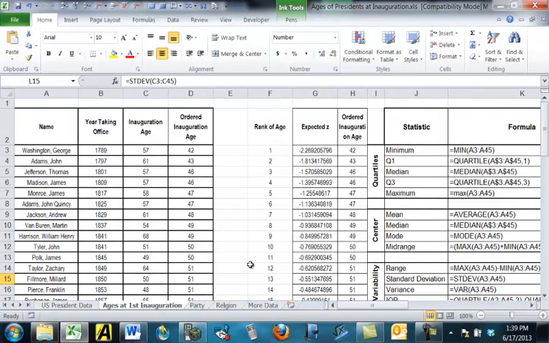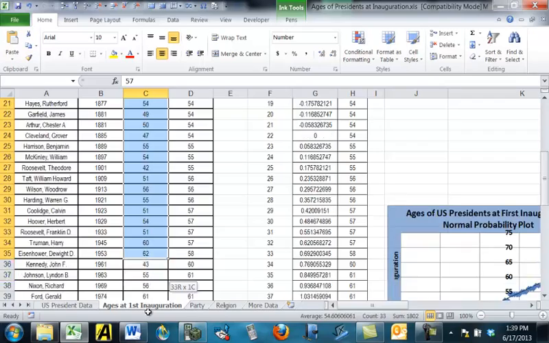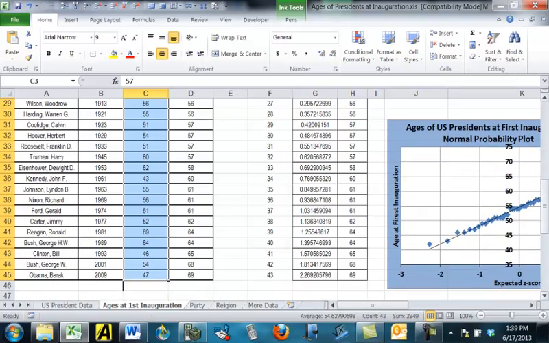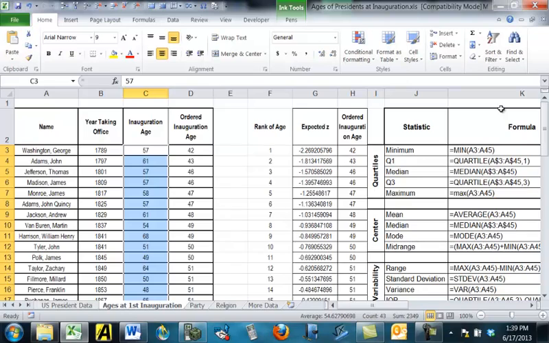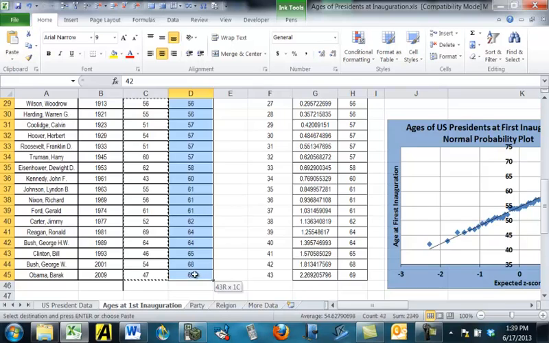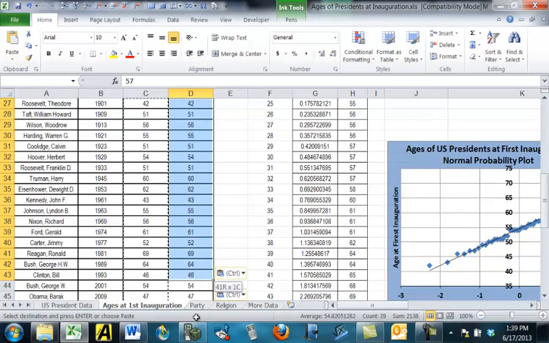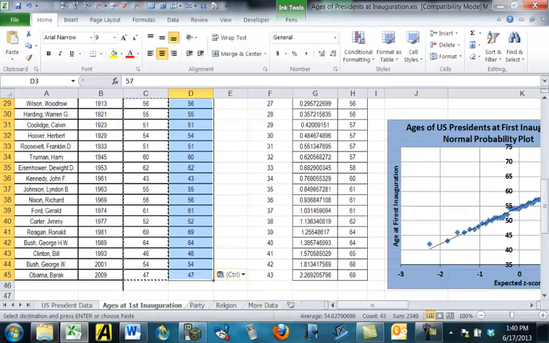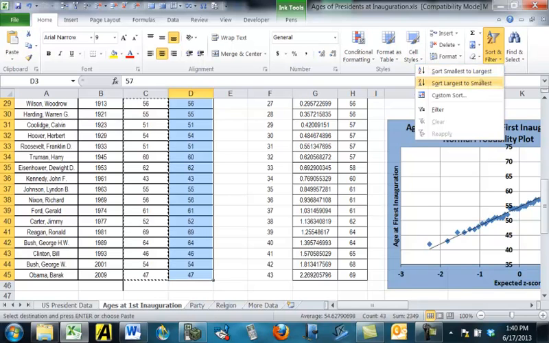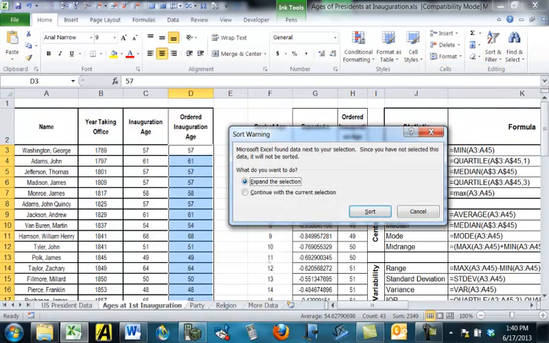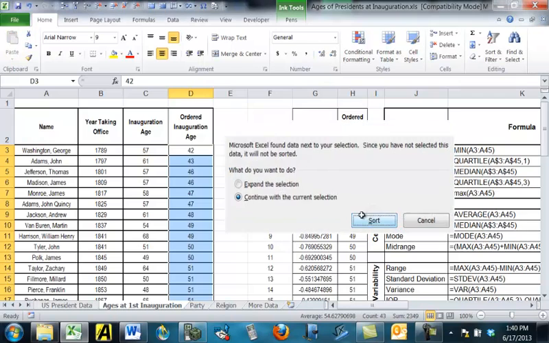Okay, so if I come over here, and this is in the order, actually right now, the only thing I'm looking at is their age at inauguration. So what I do is I copy that, and I'll just go ahead and do it here, and then paste it here. Okay, and then I take this data here, and I'm going to put it in order. So I'll go over here to sort and filter, sort from smallest to largest. I've got what I want, and I want to sort that.